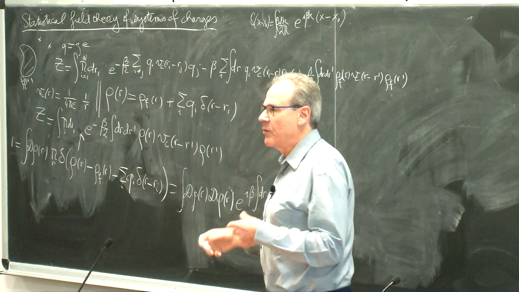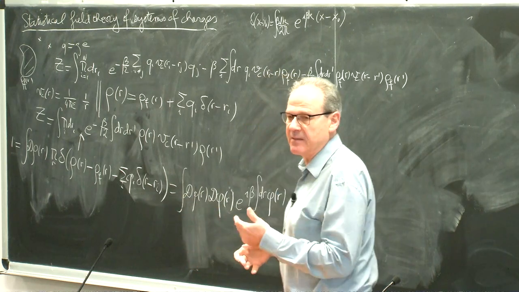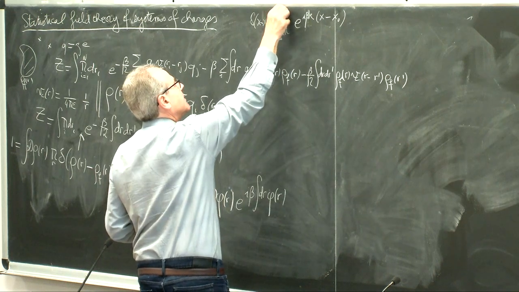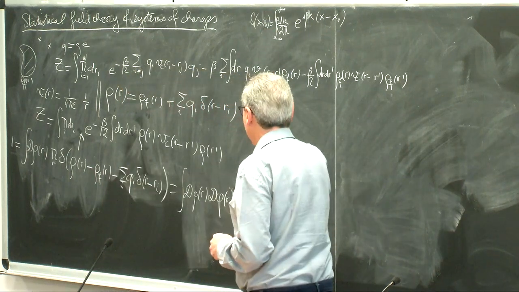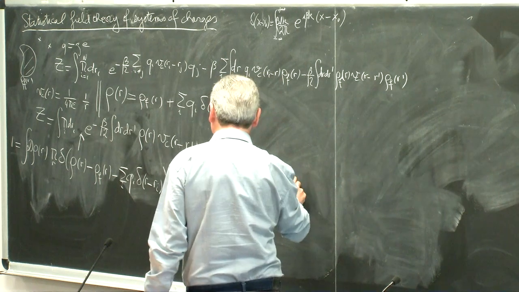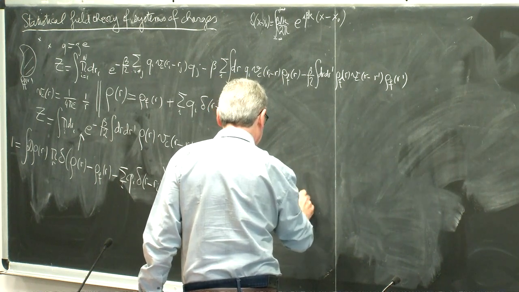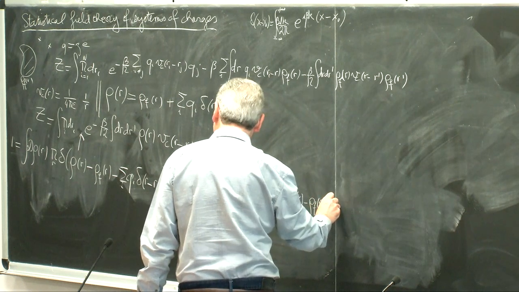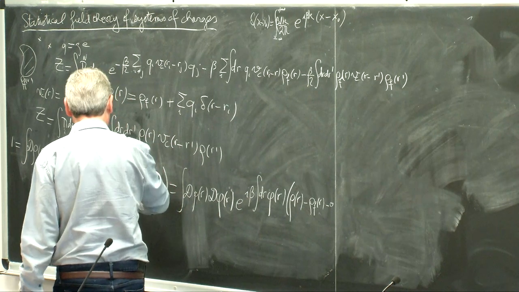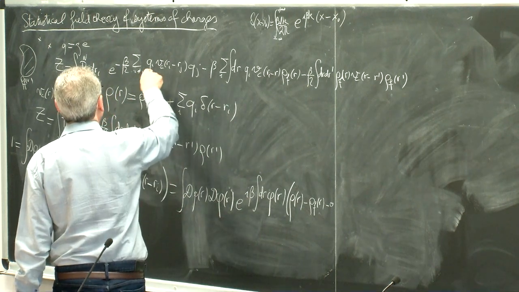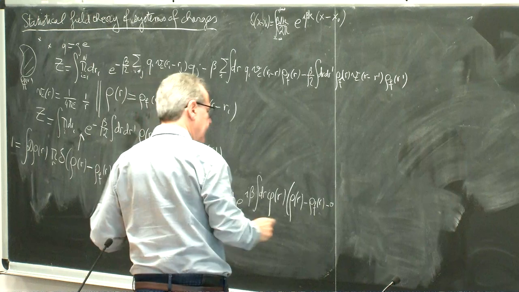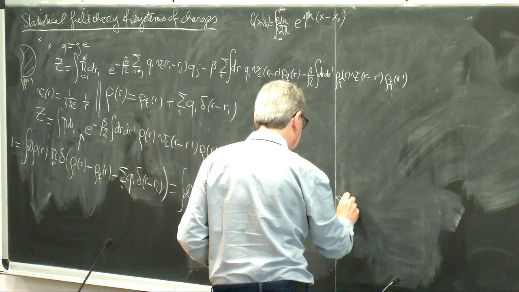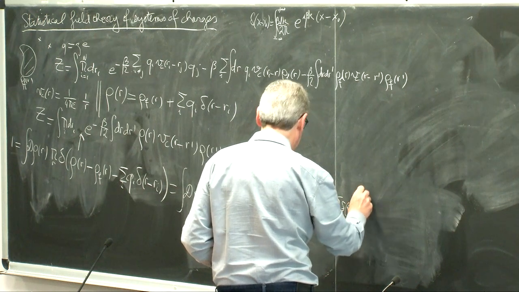Right? The new variable is beta k instead of k. It doesn't matter because it is integrated always from minus infinity to plus infinity. So I put i beta phi of r times rho of r minus rho f of r, minus, so this is q if I have only one species, it doesn't matter, minus q sum over i delta of r minus r_i.